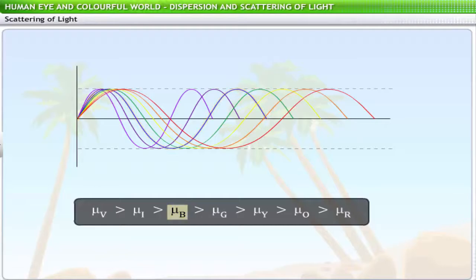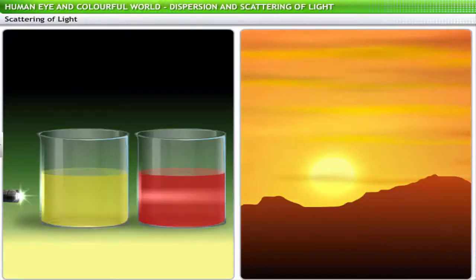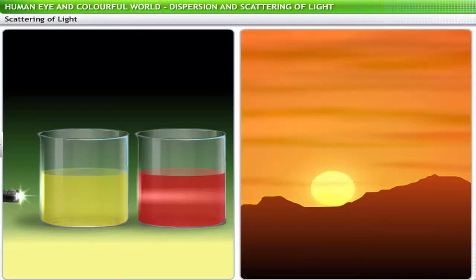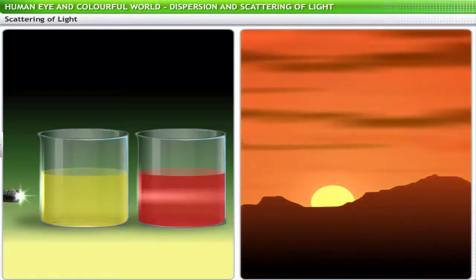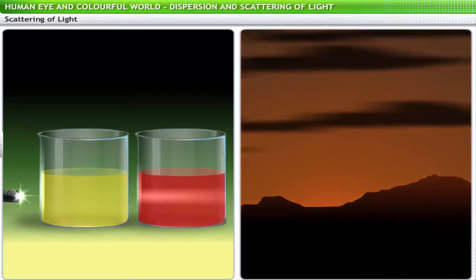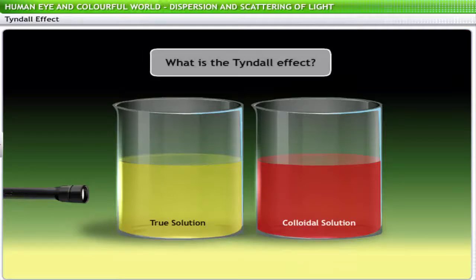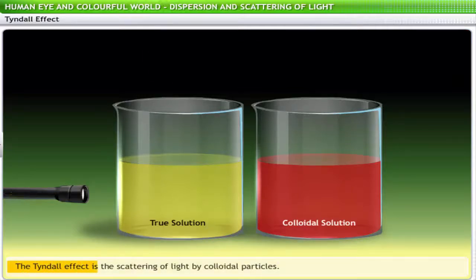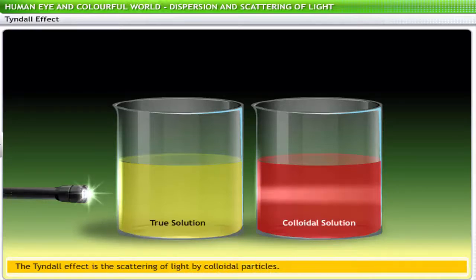Very interesting. Are there other examples that show the scattering of light? Sure. Scattering of light gives rise to many amazing and spectacular phenomena such as Tyndall effect, reddening of the sun at sunrise and sunset. What is the Tyndall effect? The Tyndall effect is the scattering of light by colloidal particles. Observe this narrow beam of light when I pass it through this colloidal solution.